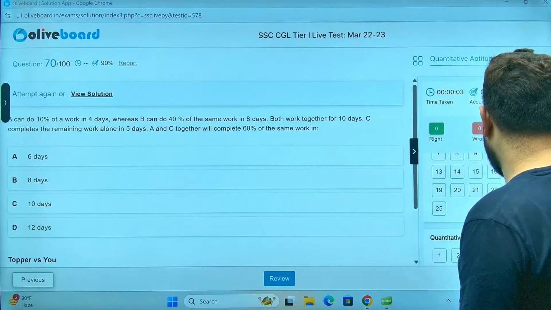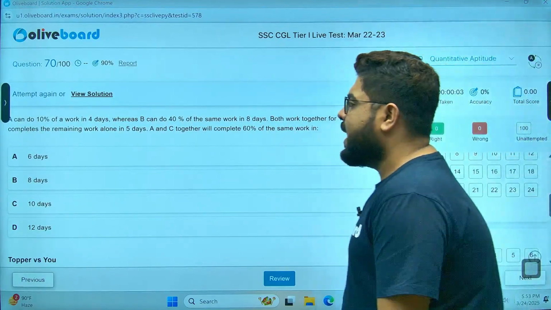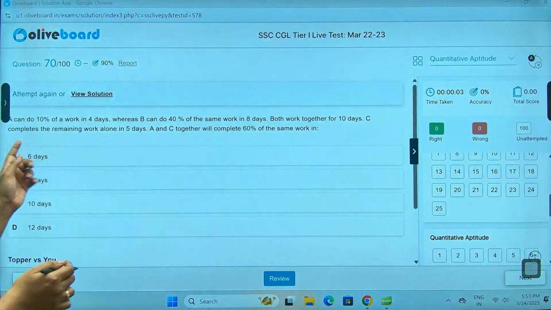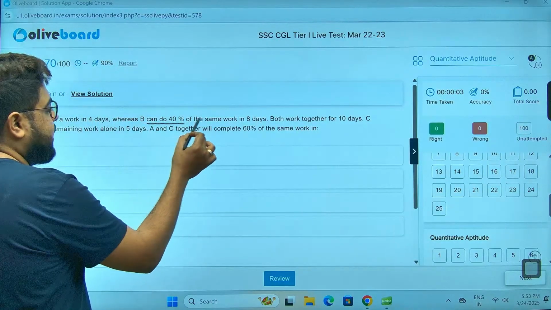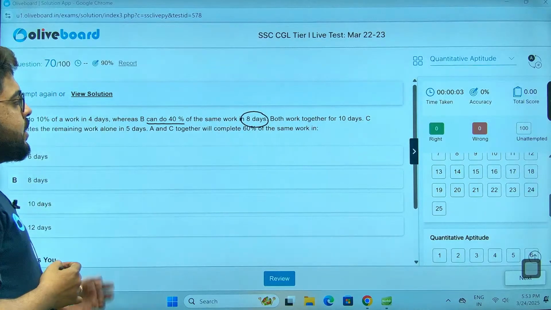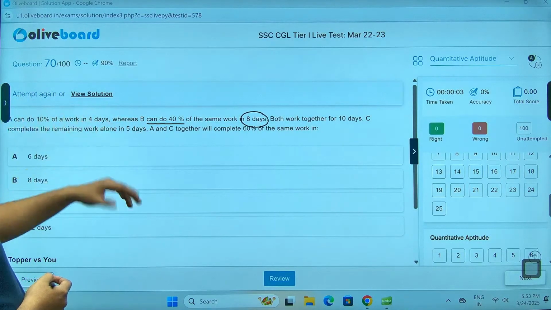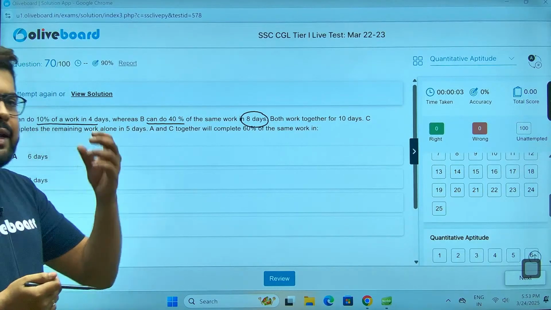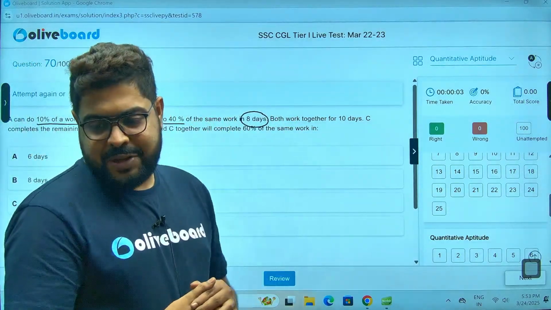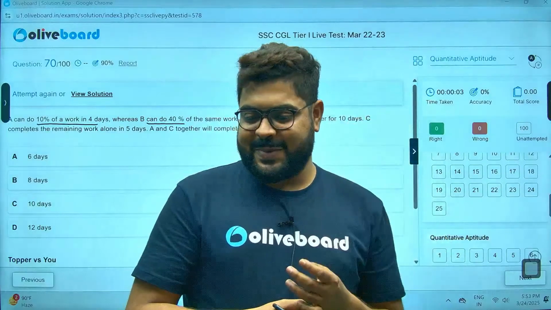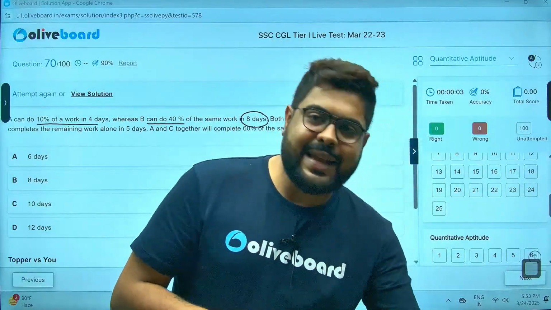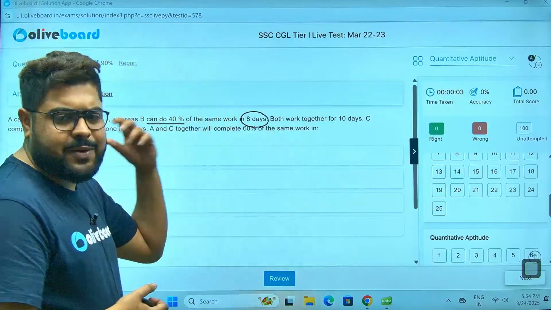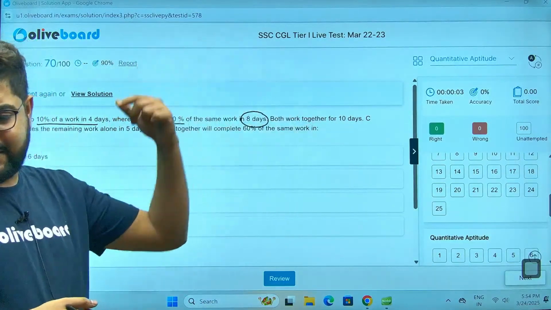Very, very simple case. A can do 10% of the work in 4 days, whereas B can do 40% in 8 days. Both work for 10 days. It seems complex, but in time and work there is a very useful habit: go with the flow. That is the best advice I can give you. Whatever story they have given, just go with it.